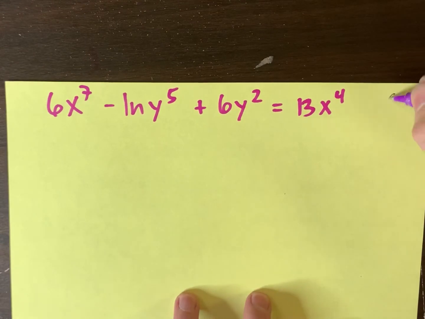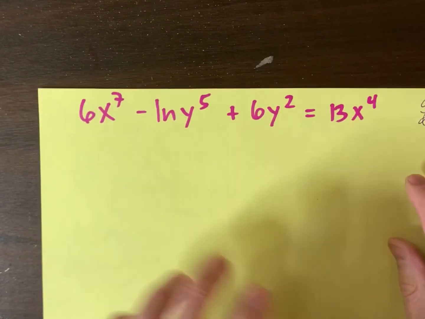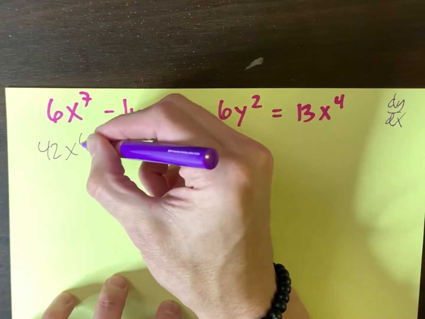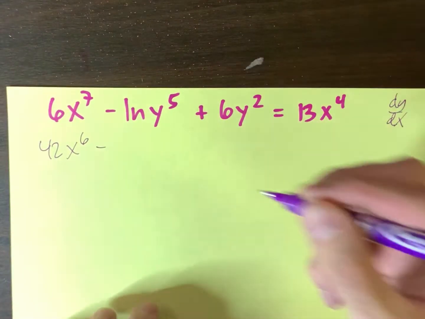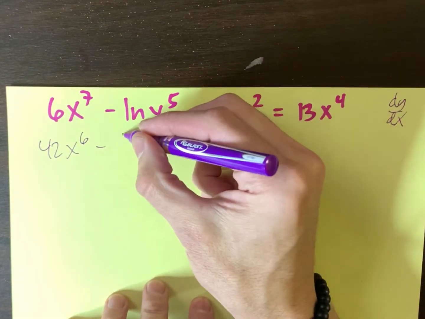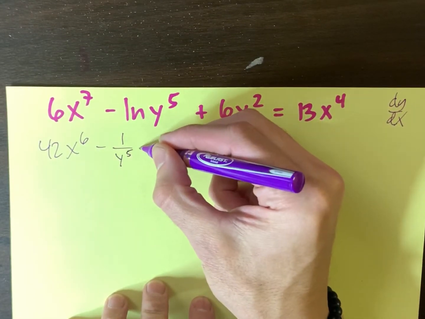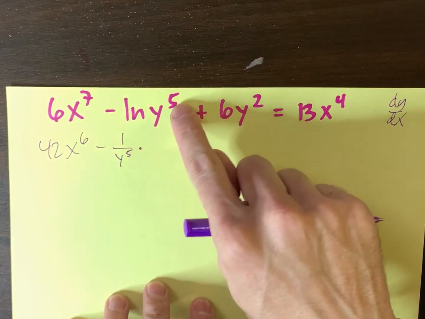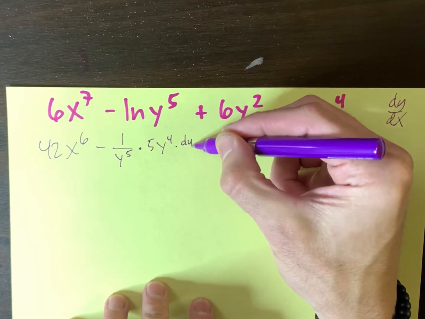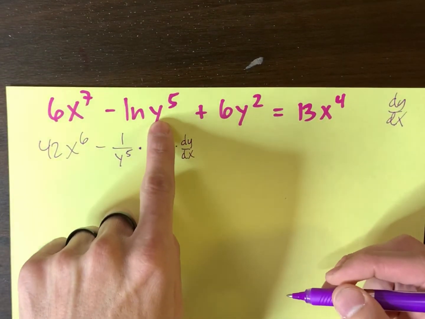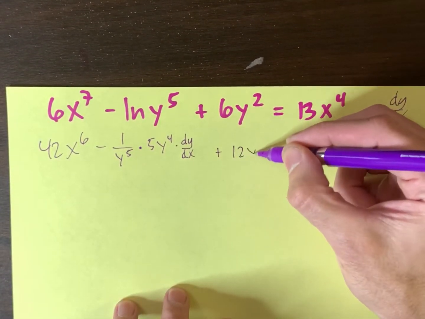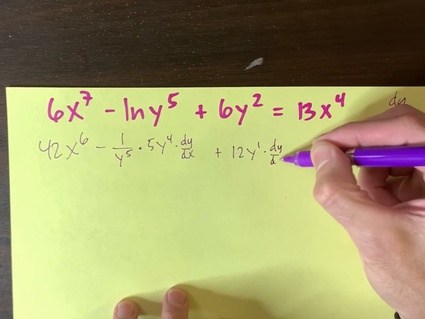And the goal here is to find dy/dx. So let's go term by term differentiation. So the derivative there would be 42x to the sixth. Take away. Now, the derivative of natural log, what you do to that thingy is you reciprocate it. But then you multiply by the derivative of that thingy, which is 5y to the fourth times dy/dx, because you're dealing with y's. Plus, now the derivative here would be 12y to the first times dy/dx.